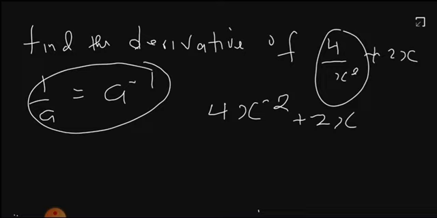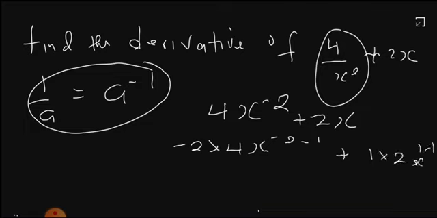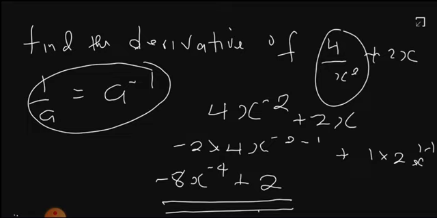Now we can go on and differentiate the function. We have negative 2 times 4x to the power negative 2 minus 1, plus 1 times 2x to the power 1 minus 1. So we're going to have negative 8x to the power negative 3 plus 2. If you want, you can write this same like this. You are done.